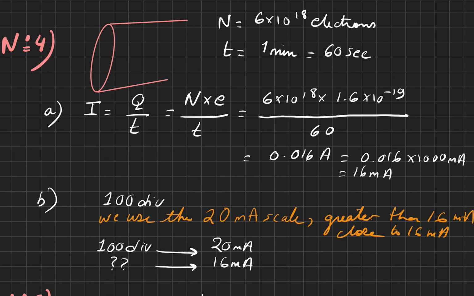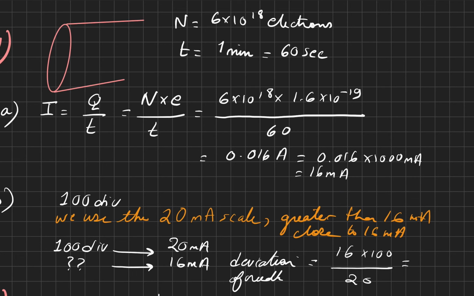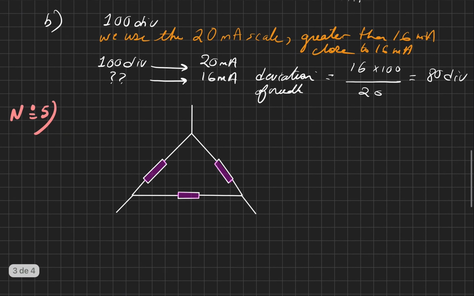So let's do this rule here. So the number of divisions, or the deviation of the needle, equals 16 times 100 divided by 20. Okay, that is basically 80 divisions. So this ammeter will point at 80 divisions, and these 80 divisions will represent the 16 milliampere. Okay, that's number 4.